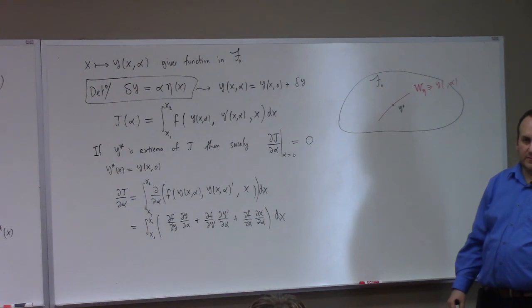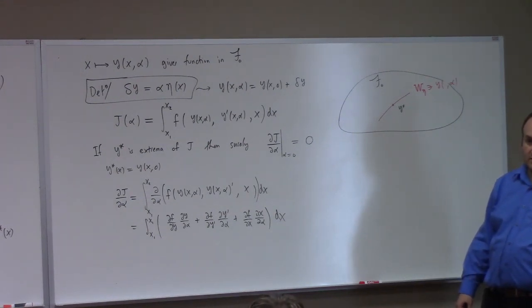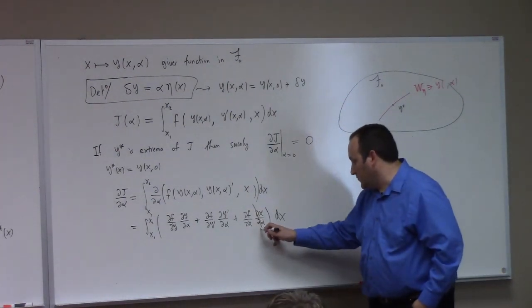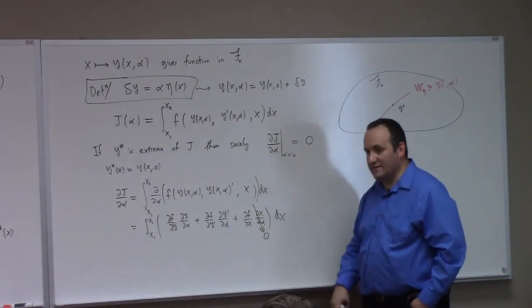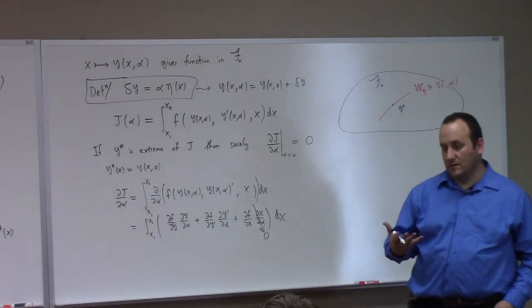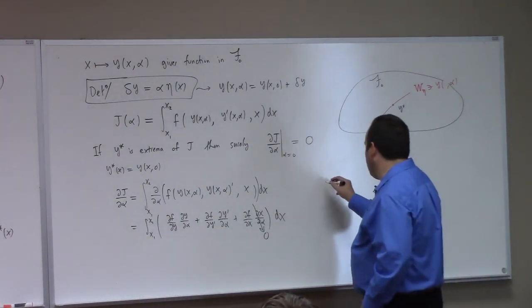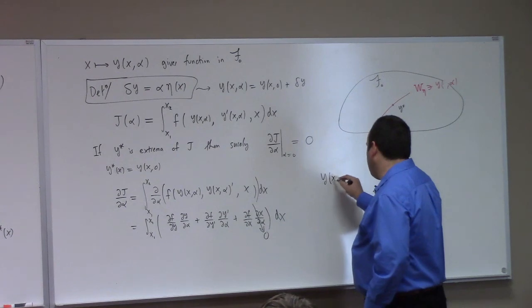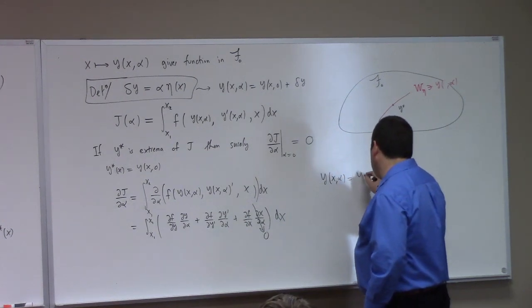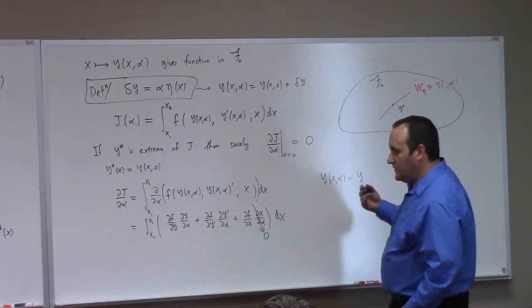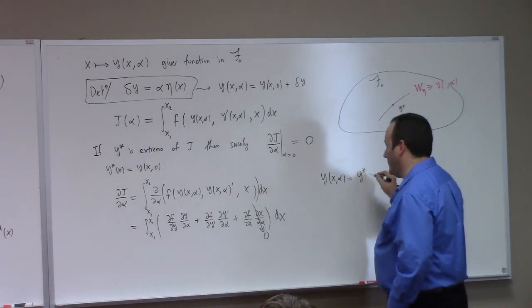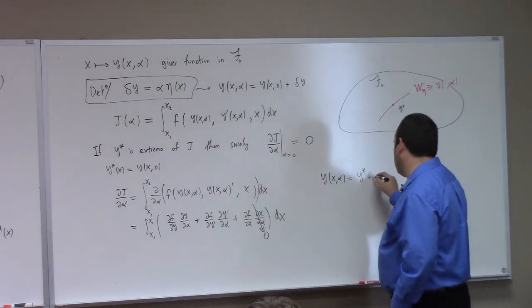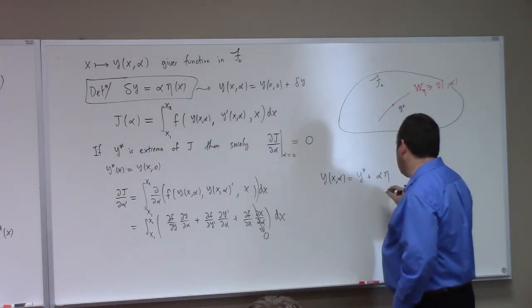Now, does the variation have anything to do with x at all? For our problem, certainly not. So this piece is gone. X has no alpha dependence. On the other hand, we have y of x, alpha equals y star plus alpha eta.